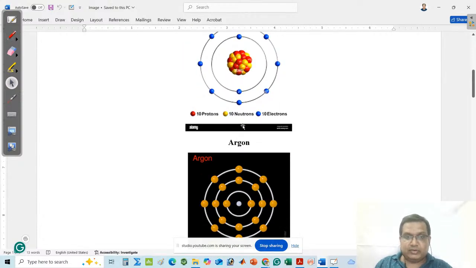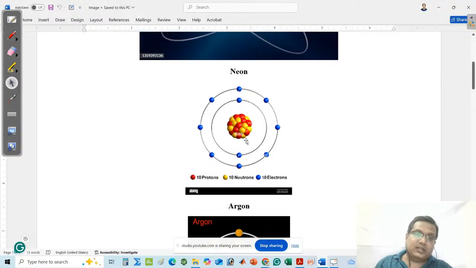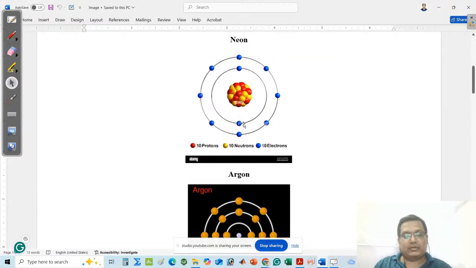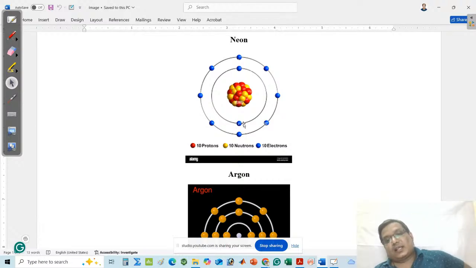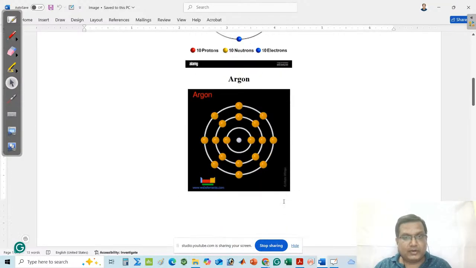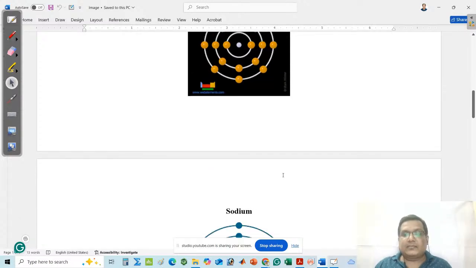I want to speak about neon. Here, neon has 8 electrons in the valency shell. Its electronic configuration is 2, 8. That means 8 electrons are present in the valency shell. Similarly, think about argon. Argon has atomic number 18. It also has 8 electrons in the valency shell.